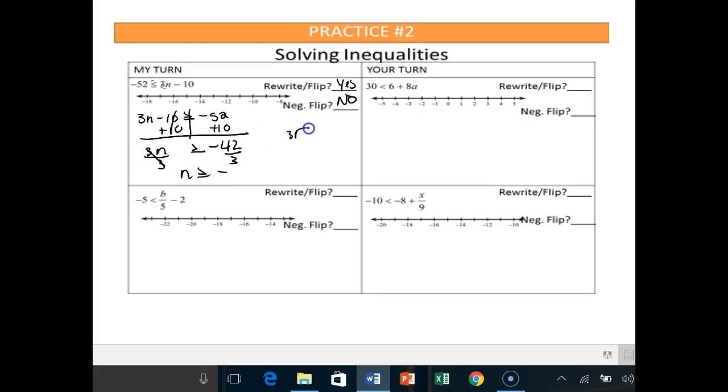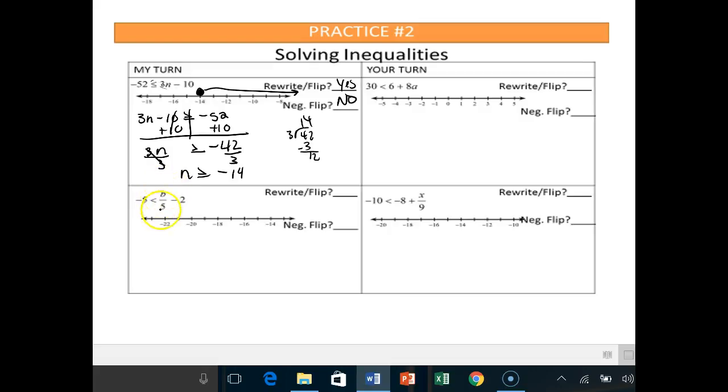negative, let's see, 3 goes into 42 fourteen times, negative 14, right? So a closed circle at negative 14 because it includes the solution, and then pointed to the right, everything greater than negative 14. I'd pause and try and do the your turn problem.